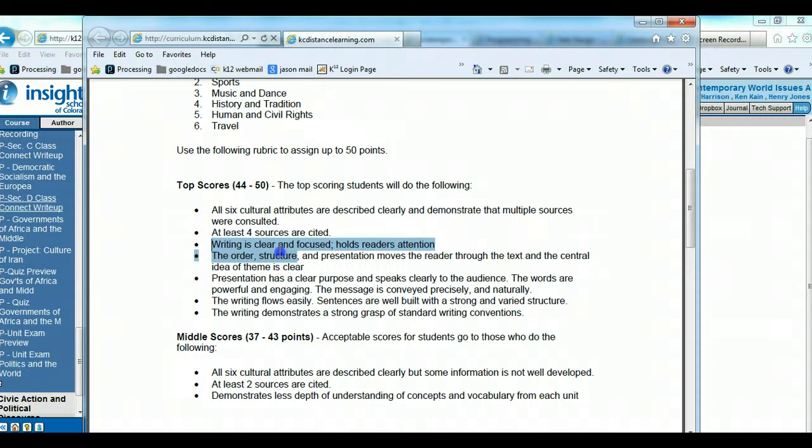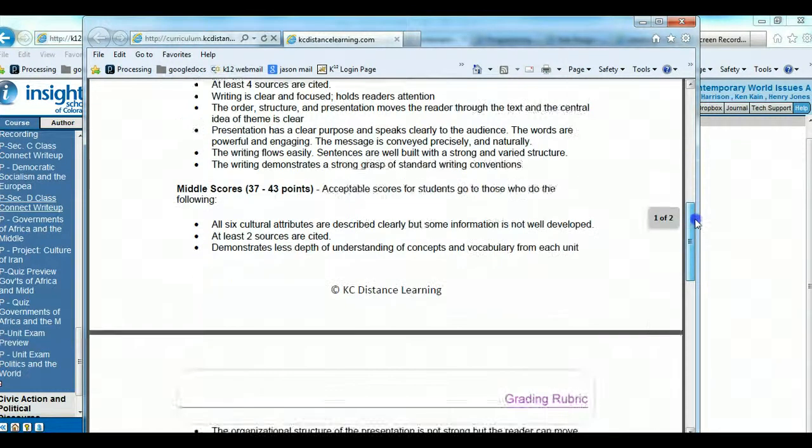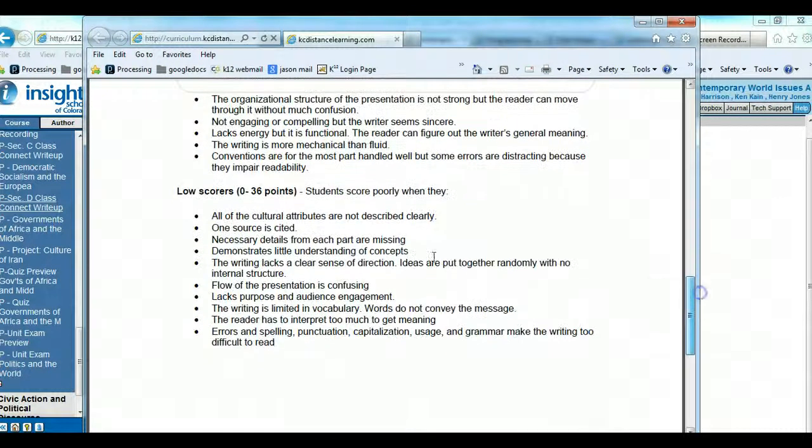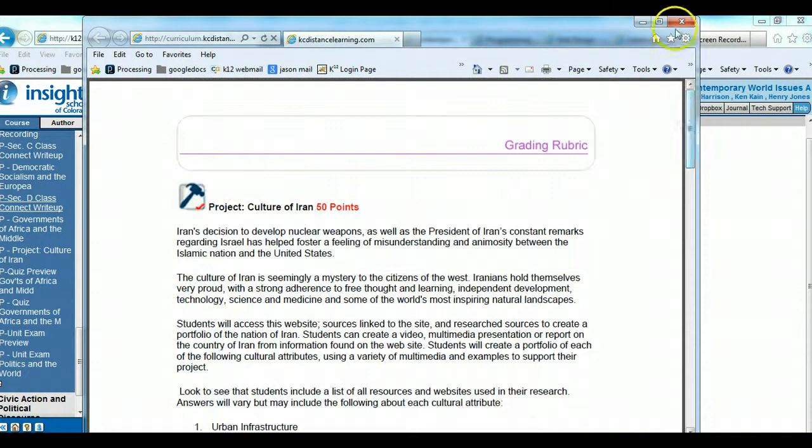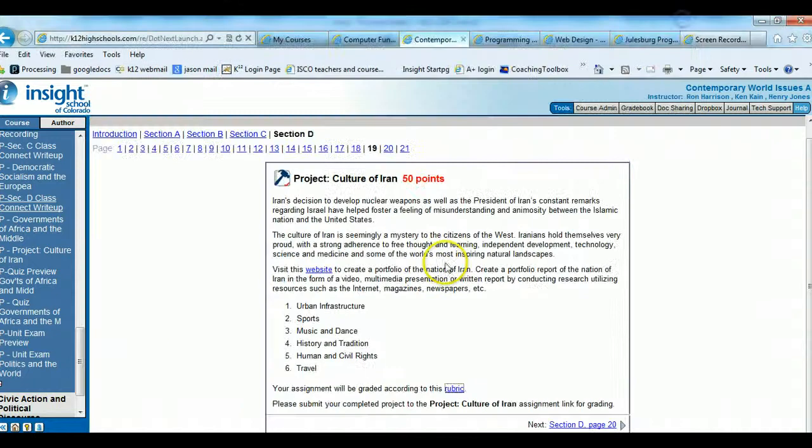Clear and focused to get the reader's attention. There's some good order to it and structure of your presentation, your report, whatever you happen to create. So this is what you're going to do. Of course, if you want to get a lower score, then don't do that stuff and just do this. But I hope you'll do it really well. Put some time and effort into it. You can do it as a video, as a multimedia presentation, or a written report in a word processor type program.